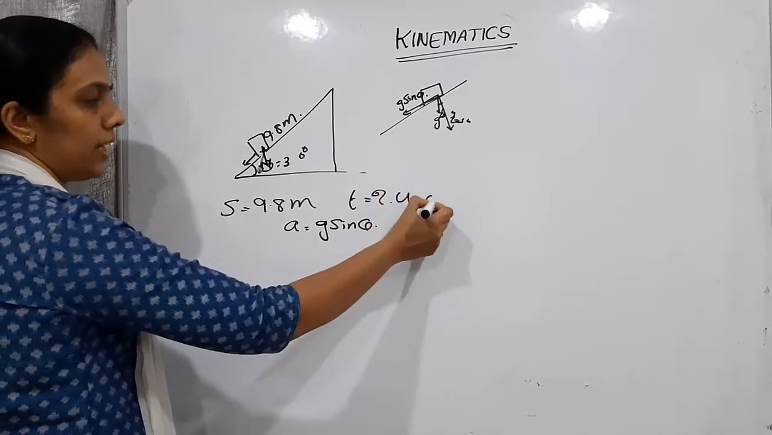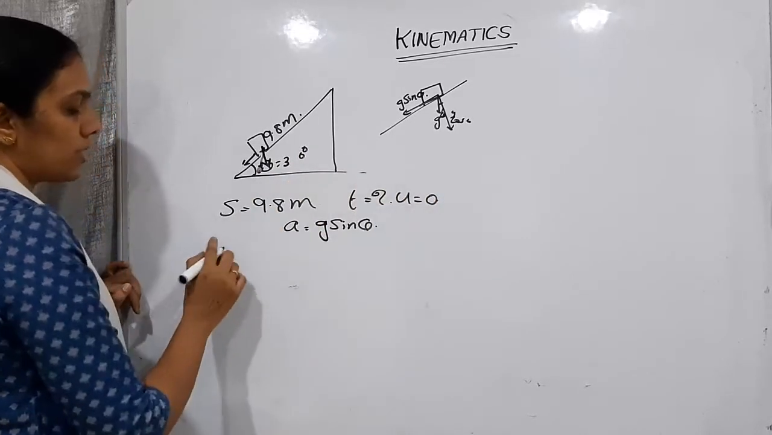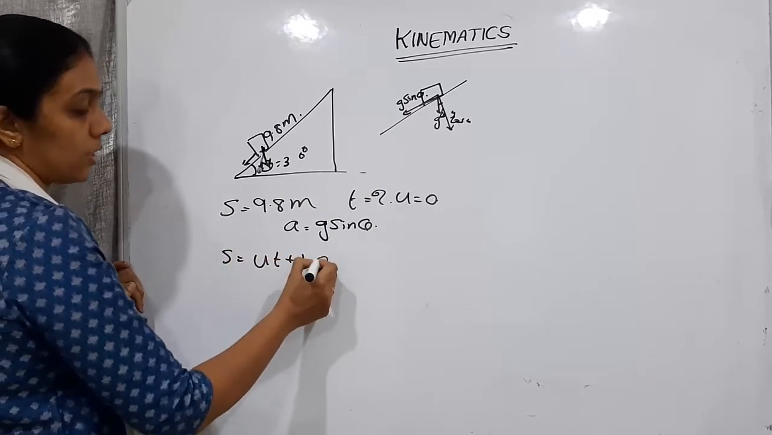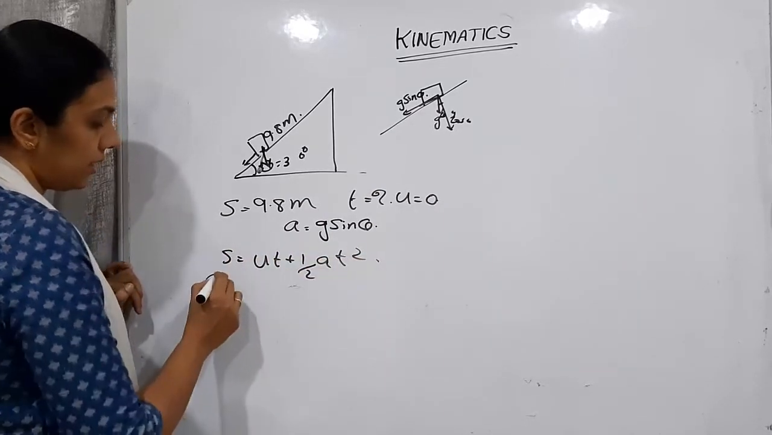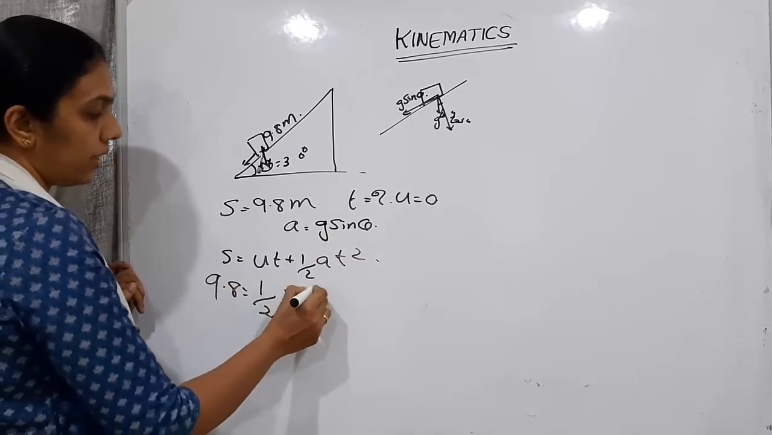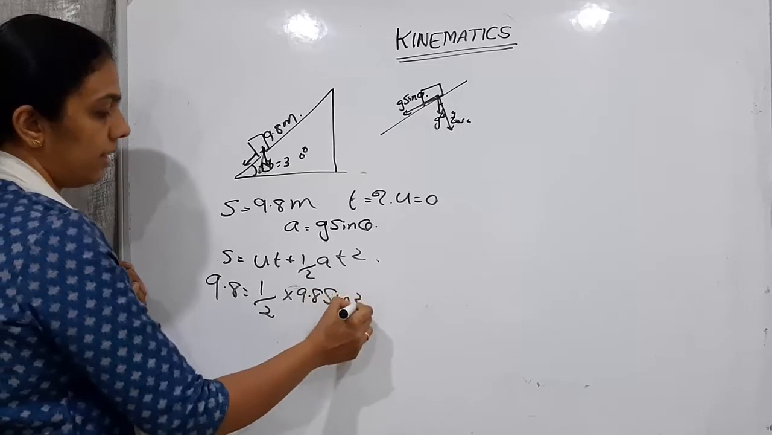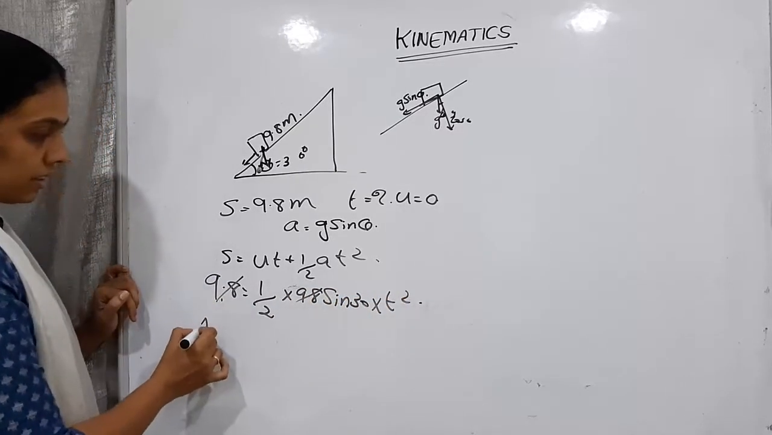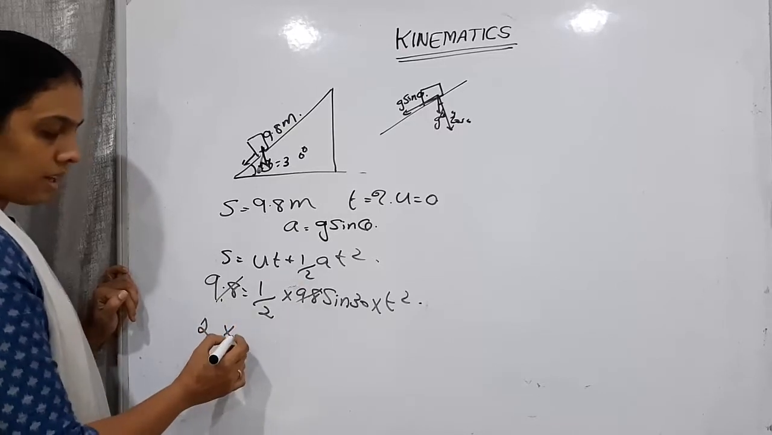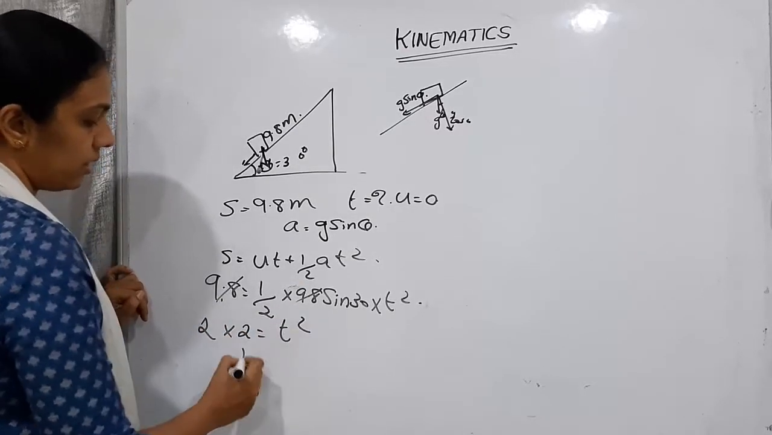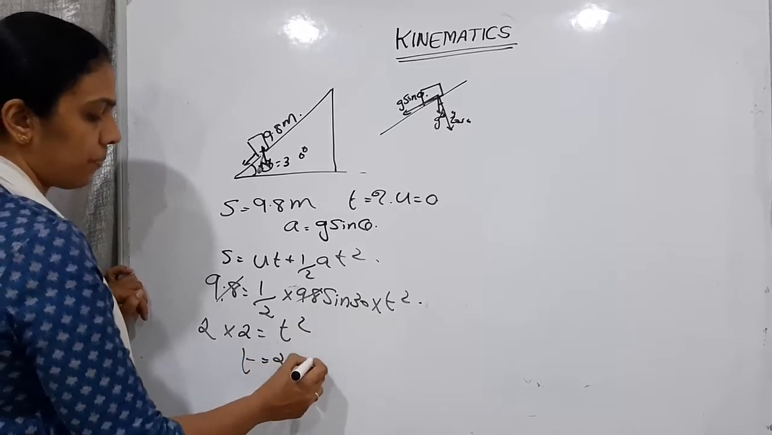It was initially at rest, they told, so u equals 0. s equals ut plus half at square. Applying this, 9.8 equals half into 9.8 sin 30 into t square. Therefore, 2 into sin 30, which is 1 by 2, equals t square, so 2 equals t square... t equals 2 seconds. Clear?